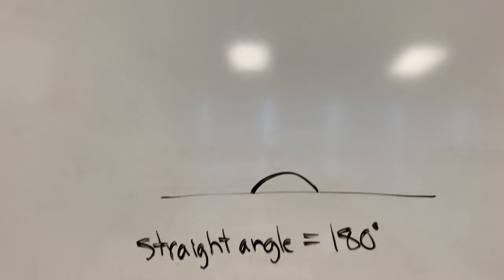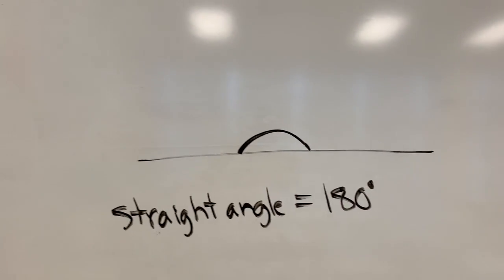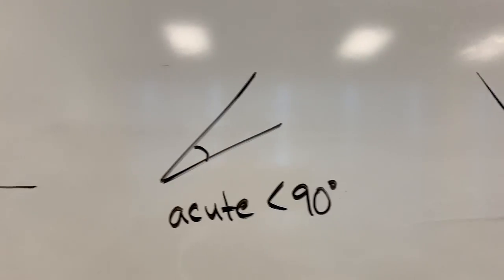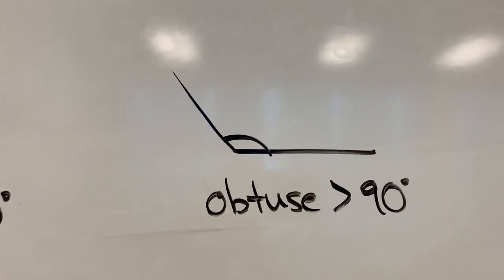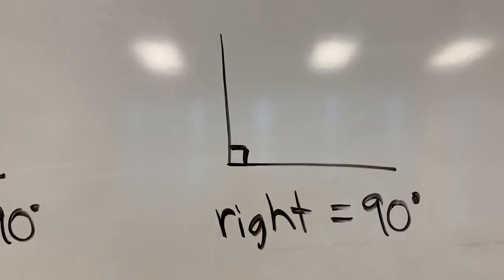So a couple reminders. A straight angle, a straight line, is 180 degrees. Some vocabulary there too. Acute is an angle that's under 90. Obtuse is an angle that's greater than 90. An angle that is 90 right on the dot is called a right angle.